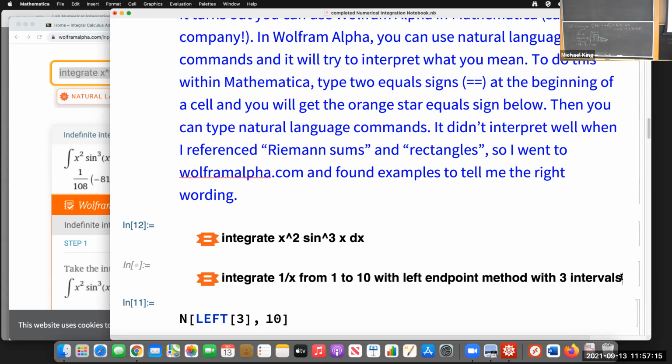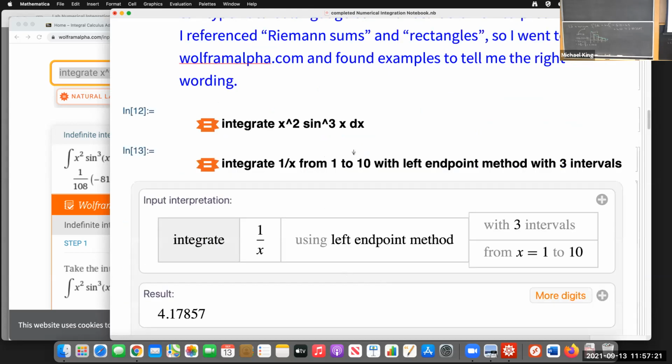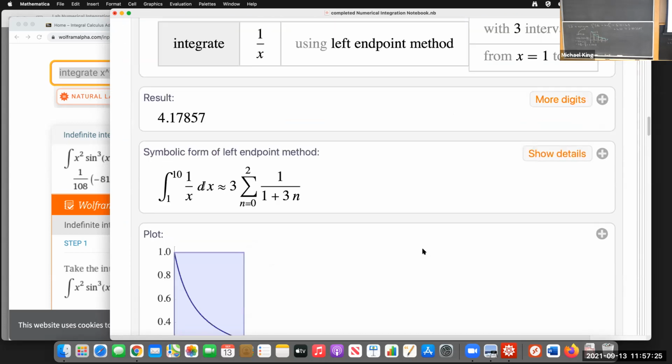On my computer, my office would look different. Let's see. Anyways, if I run this language, integrate 1 over x from 1 to 10 with left endpoint method with 3 intervals. There's that result again. They actually give you it, like if you wrote out the symbol, you could actually show that this would be the Riemann sum. It might be worth noting they're using n as their index.